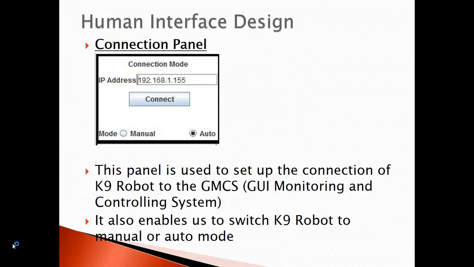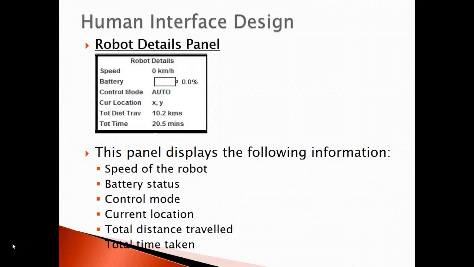A connection panel. This panel lets user to enter the IP address of the robot and connect to it. It also has buttons to choose between the auto and manual modes. Robot details panel. This panel displays basic details such as speed of the robot, battery status, current control mode, current location, total distance traveled, and total time taken.